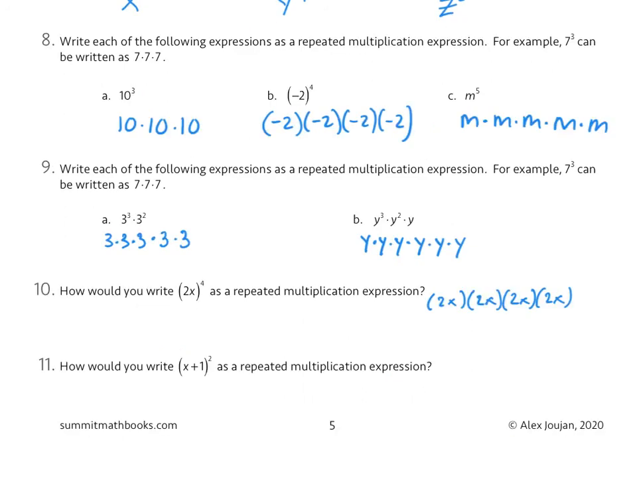Number 11, how would you write x plus 1 squared as a repeated multiplication expression? With parentheses, we can put x plus 1 in parentheses, and then parentheses x plus 1 again. And that indicates multiplication when you put the parentheses next to each other like that with nothing between them. So x plus 1 times x plus 1 is x plus 1 squared.